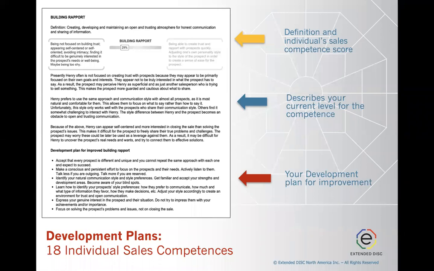The first part defines the competence again, shows the person's score, and what it means in terms of a high and low score. The second section further describes the individual's current level of competence, and the final section is the development plan. It provides customized suggestions for improvement of said competence. Use these as discussion and reference points to create a concise plan of action.